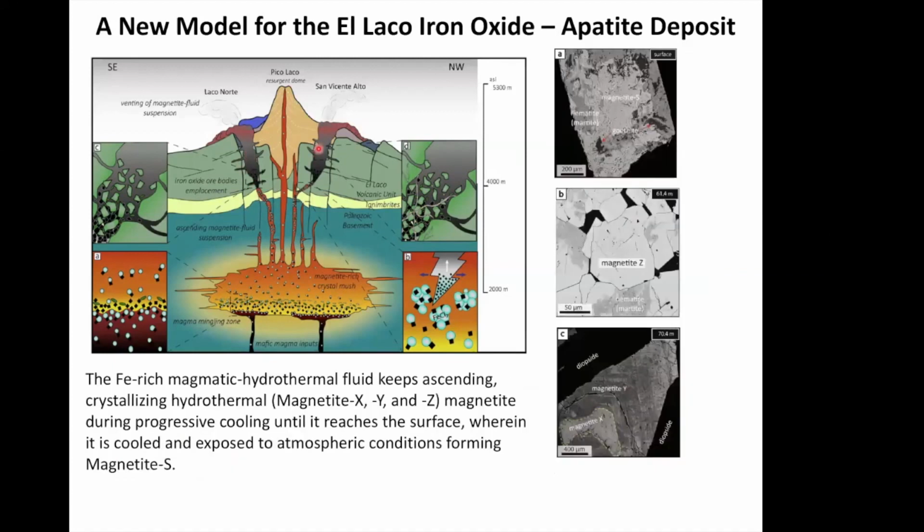Now, the iron-rich magmatic hydrothermal fluid, as it ascends and cools, we know from studies of magnetite solubility in magmatic hydrothermal fluids that as such a fluid cools from 800 to 600 to 400 degrees, we will have magnetite crystallize. The temperatures of magnetite solubility from experimental studies are consistent with the temperature of magnetite X crystallization, overgrown by magnetite Y, then the growth of magnetite Z, and then finally magnetite S, which grows from that magmatic hydrothermal ore fluid at and near the surface.